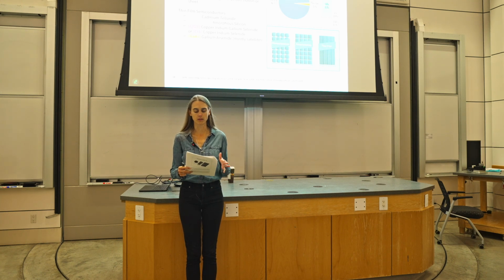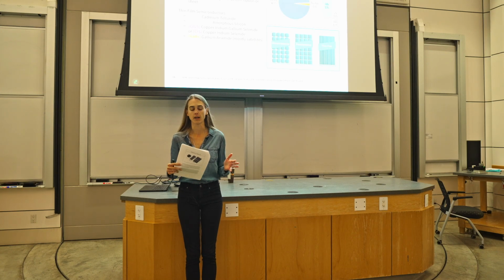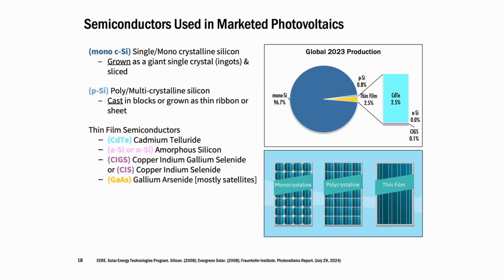But polycrystalline silicon is typically easier to manufacture and has lower costs. You've also got a broad category of semiconductors known as thin film semiconductors that are characterized based on how the material is manufactured and the resulting thickness of the material. Thin film semiconductors, though, can use a variety of different materials, including amorphous silicon or CIGS, but the most common is cadmium telluride or CdTe, which is primarily manufactured by a company called First Solar.